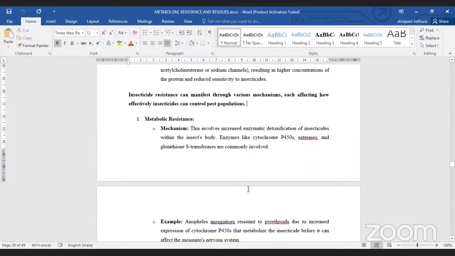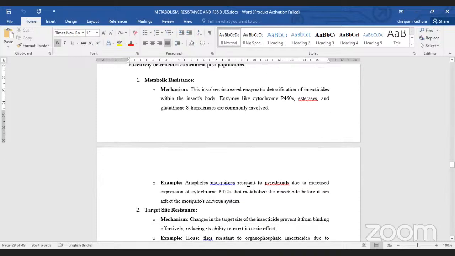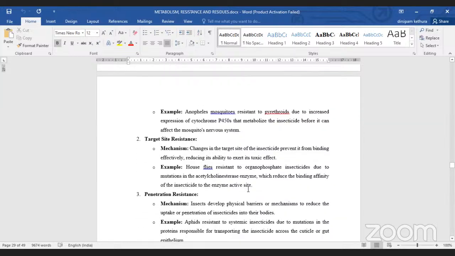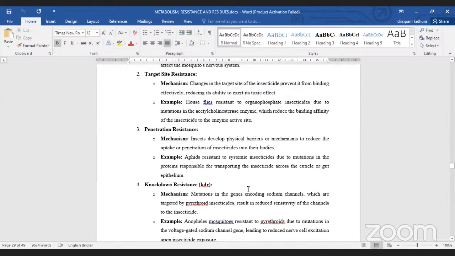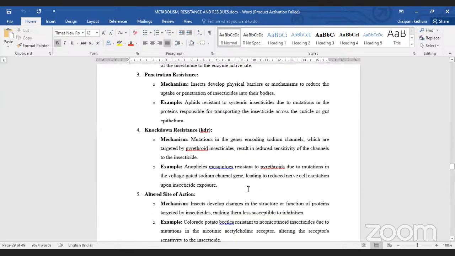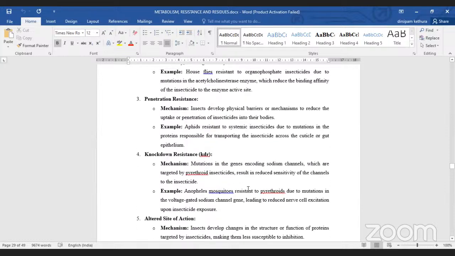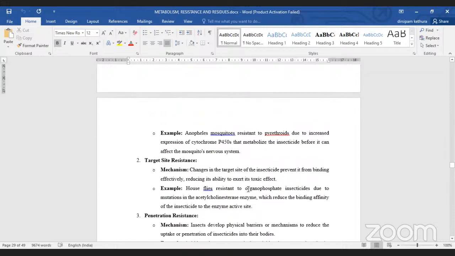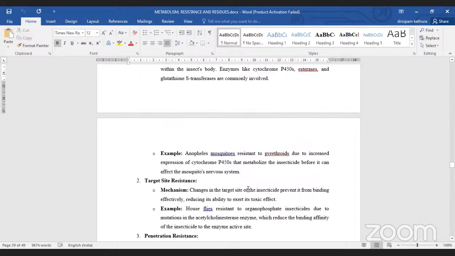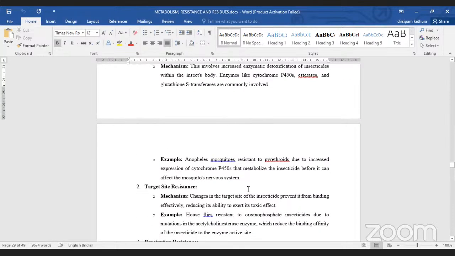The second one under this is mechanisms of insecticide resistance. What are the mechanisms that can induce insecticide resistance? The first one is metabolic resistance, and the second one is target site resistance. Third one is penetration resistance. Fourth one is knockdown resistance, and fifth one is altered site of action. We are going to talk about them individually. The first one is metabolic resistance.